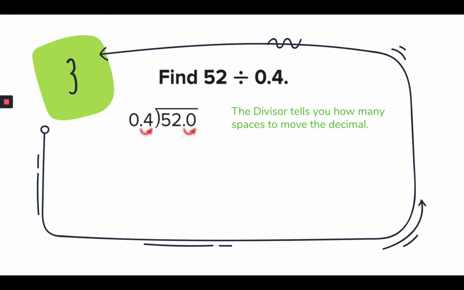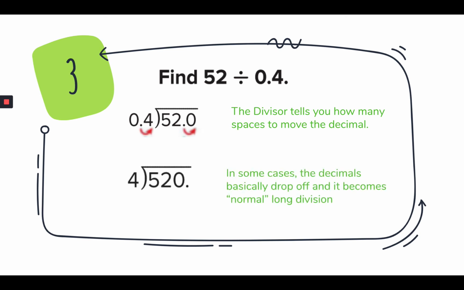No worries. Again, the divisor is going to go outside, and I'm going to have to move it once, so I have to move it once on the inside as well, and that's going to give me the need to add a 0. And that's fine. So it becomes 520 divided by 4. And in this case, you'll notice that the decimals can basically almost drop off, giving you a normal long division problem. 520 divided by 4.